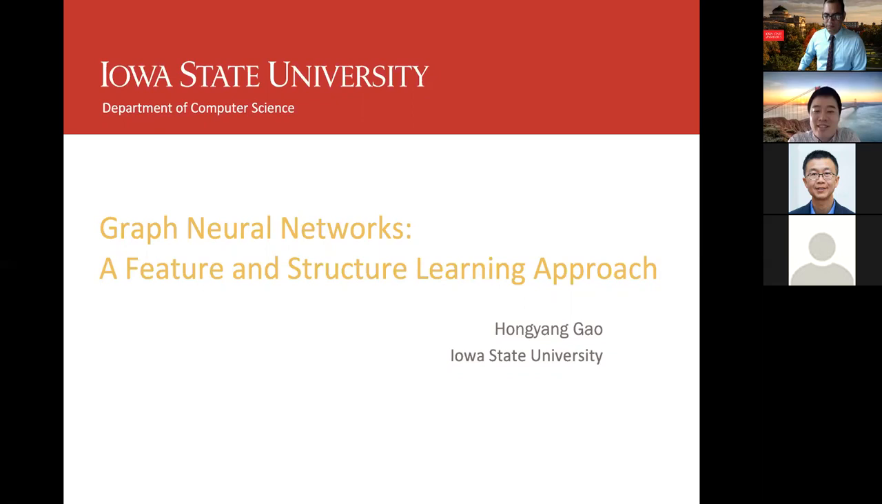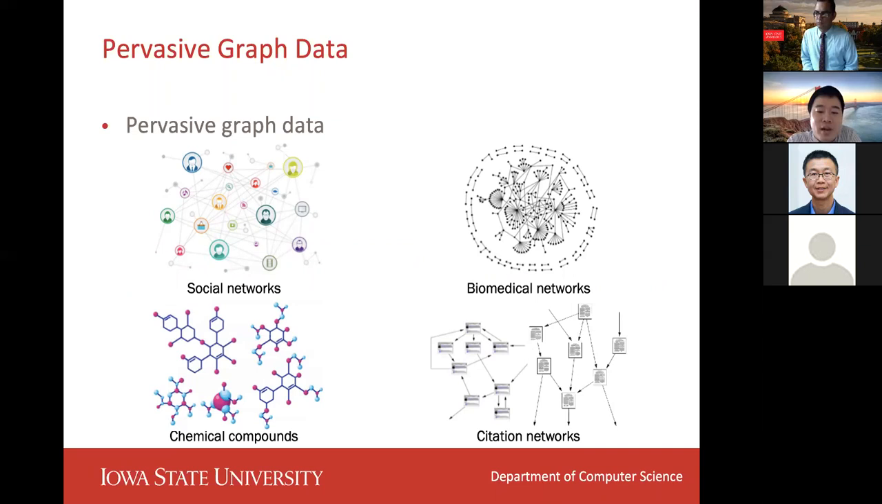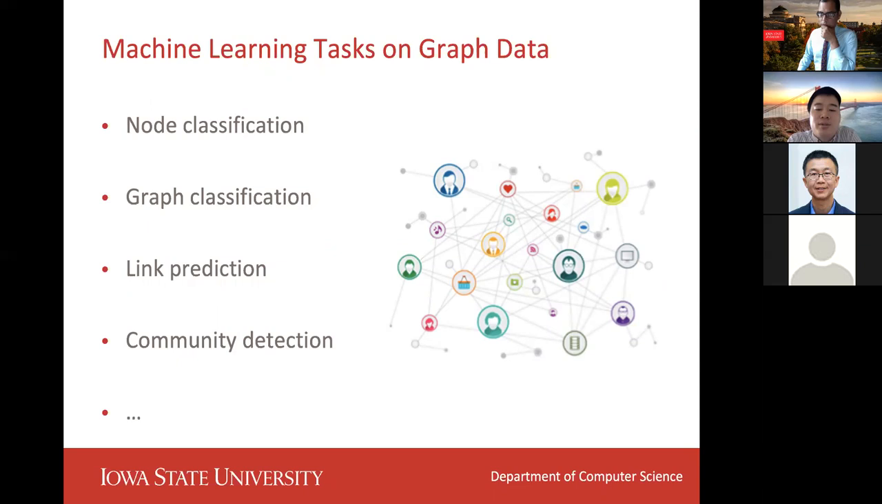So today I'm going to introduce my research on graph neural networks, a feature and structure learning approach. In the real world, a lot of data are naturally represented as graphs, such as social networks, biomedical networks, chemical compounds, and statistical networks. These data are pervasive and closely related to us. On this graph data, there are various machine learning tasks, like node classification, graph classification, link prediction, etc.